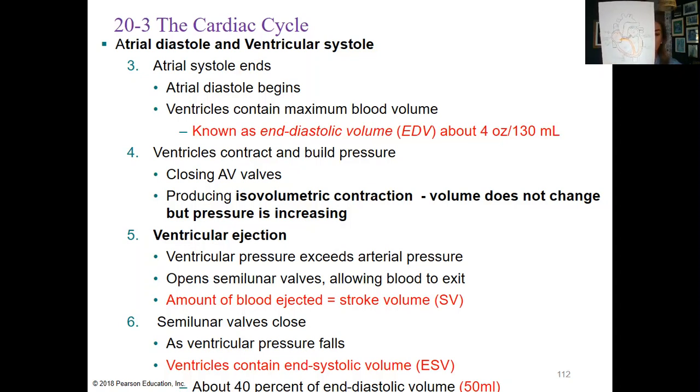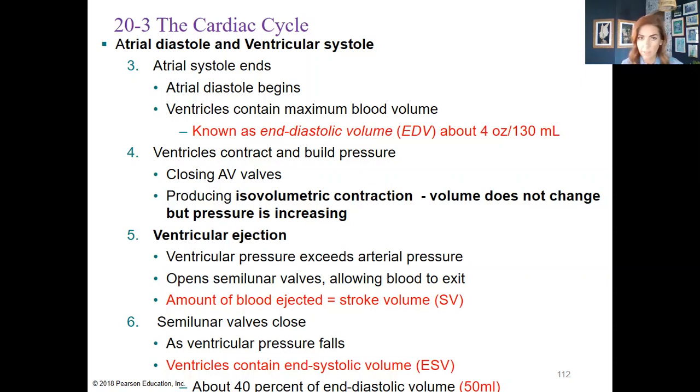That is then going to lead us to the ventricular ejection, which is whenever this pressure exceeds the pressure of the blood within these two vessels. It will pop open those semilunar valves, and now the blood can come out of the heart. When the blood comes out of the heart, we call this stroke volume.